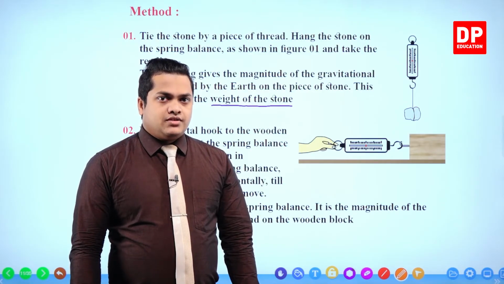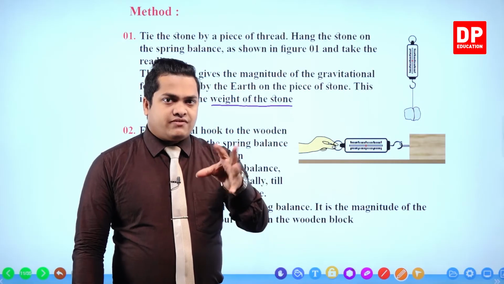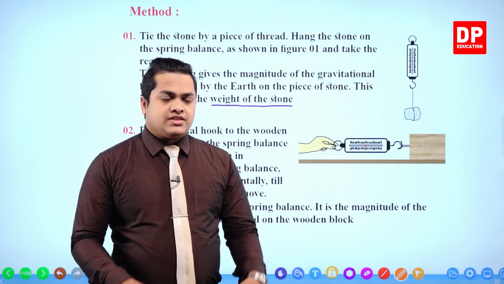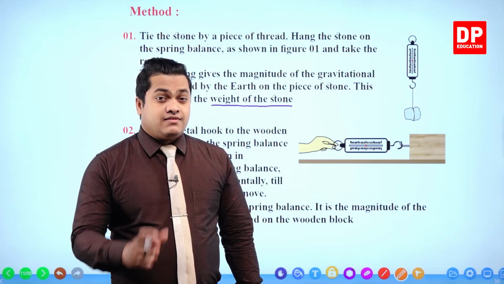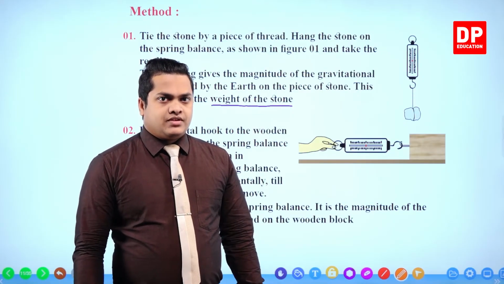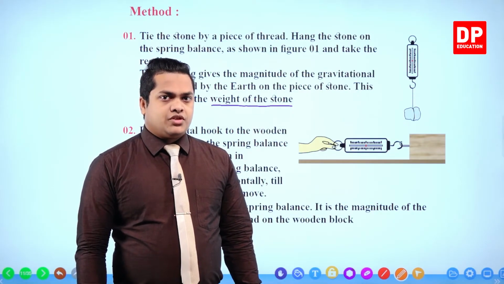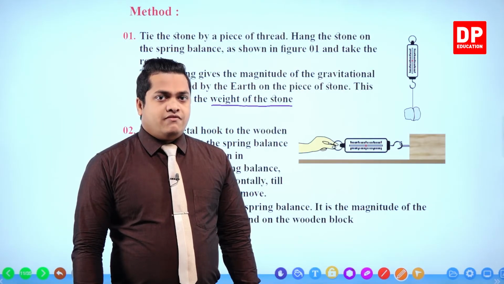So my dear children, the force by which these 5 particles are pulled towards the ground is referred to as the weight of the object. Okay. Weight of the object.